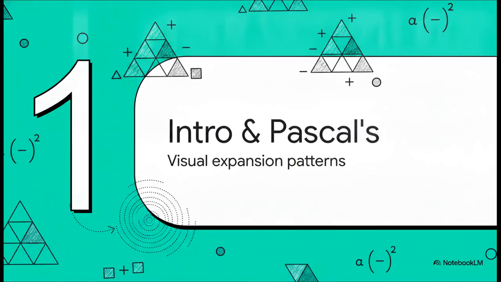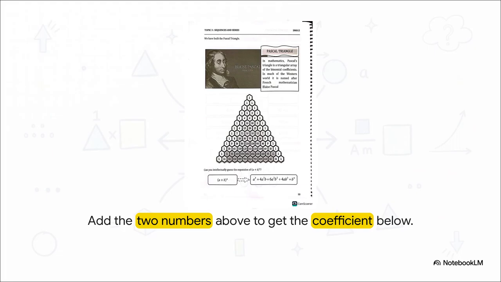All right, kicking things off with Part 1, Intro and Pascal's Triangle. So this beautiful little visual pattern here is Pascal's triangle, and it gives us our expansion coefficients. It's actually super simple to build. You just add the two numbers directly above to get the number below. So 1 plus 1 gets you 2, 1 plus 2 gets you 3, and so on.